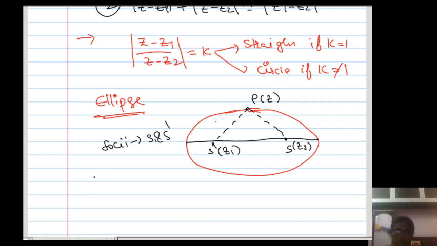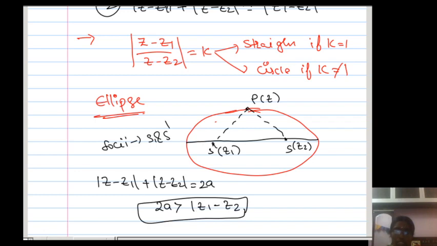So what is the meaning here? |Z minus Z1| plus |Z minus Z2| is equal to 2a. So this 2a is greater than |Z1 minus Z2|. Like that also we can tell. This is very useful further in geometry. So what is the meaning of ellipse here? You can take Z here.